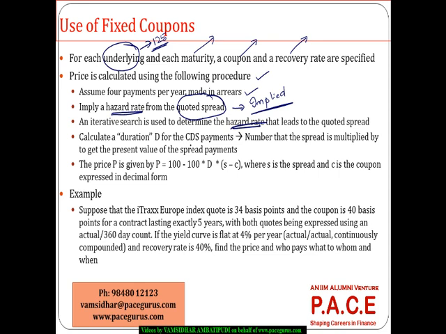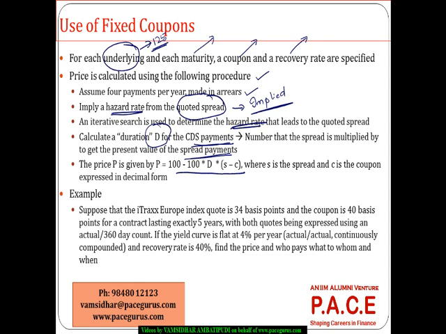And corresponding to the CDS payments, find the duration of them, which is nothing but the spread we got multiplied with that particular duration to get the present value of the spread payments. Based on that, compute the price as 100 minus 100 times the duration times the difference between the spread and the coupon, expressed in decimal form. The best way to understand it is through an example.